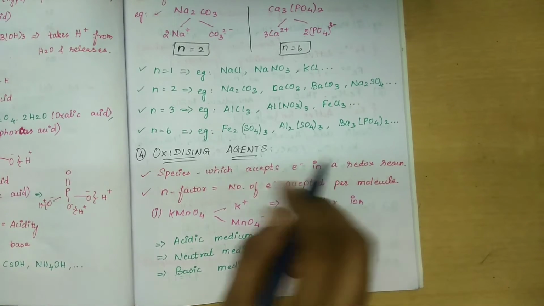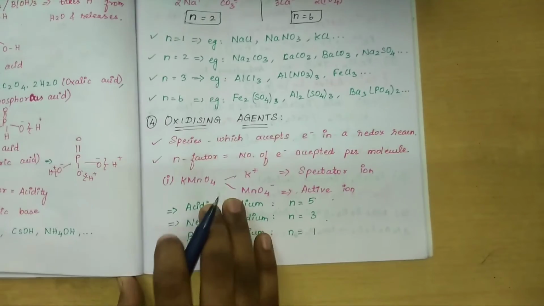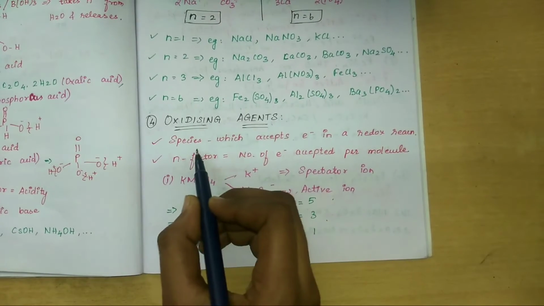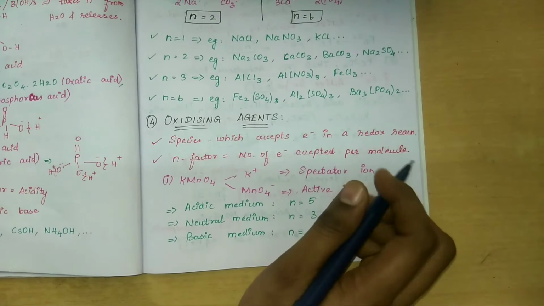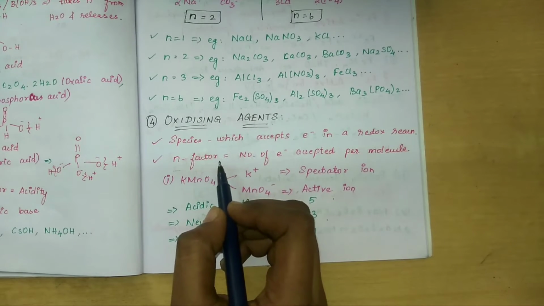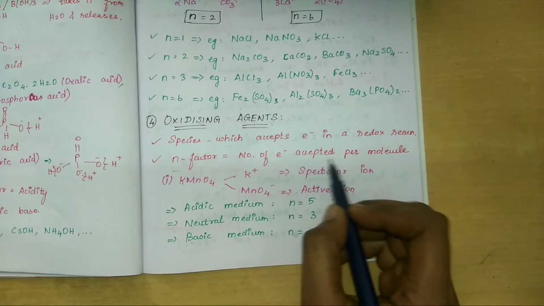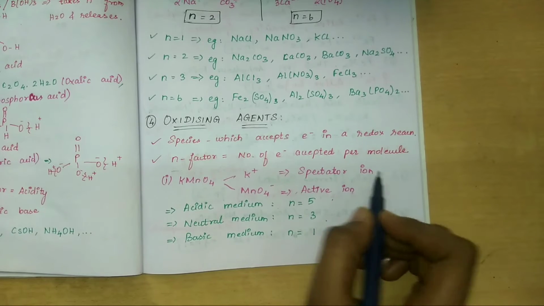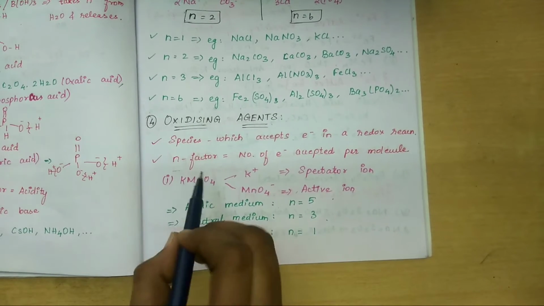Then the N factor for an oxidizing agent. What is meant by an oxidizing agent? The species which accepts electrons in a redox reaction is an oxidizing agent. To find the n factor for an oxidizing agent, the number of electrons accepted per molecule in the redox reaction is called the n factor.